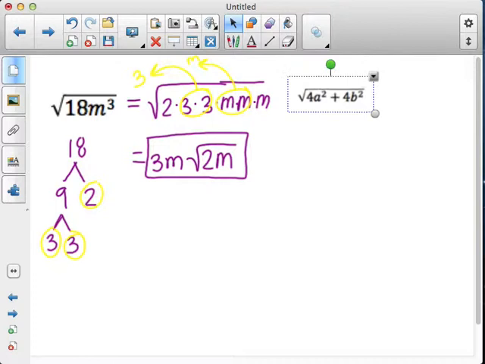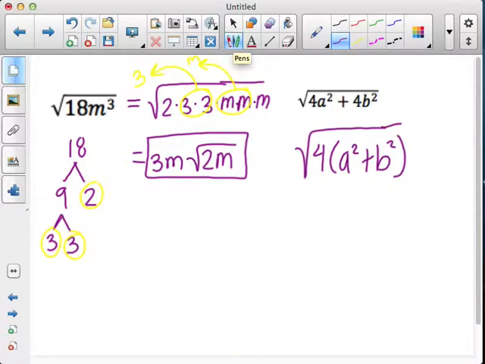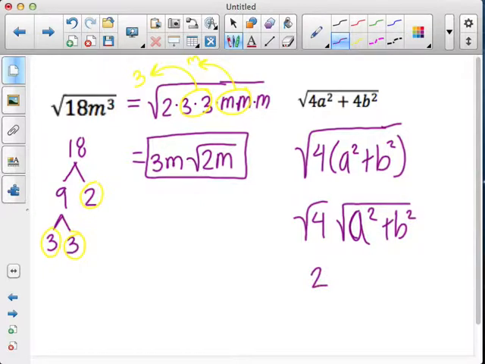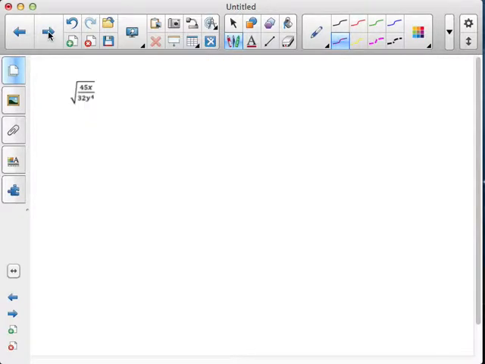We have to factor first. So this becomes square root of 4 times a squared plus b squared. And using my product property, I know that's just square root of 4 times square root of a squared plus b squared. And what's the square root of 4? Well, it's 2. And this part can't factor anymore because it's a sum of squares and not a difference of squares. So it stays the same, and that's your final answer. And I think that's it. Oh, one more.